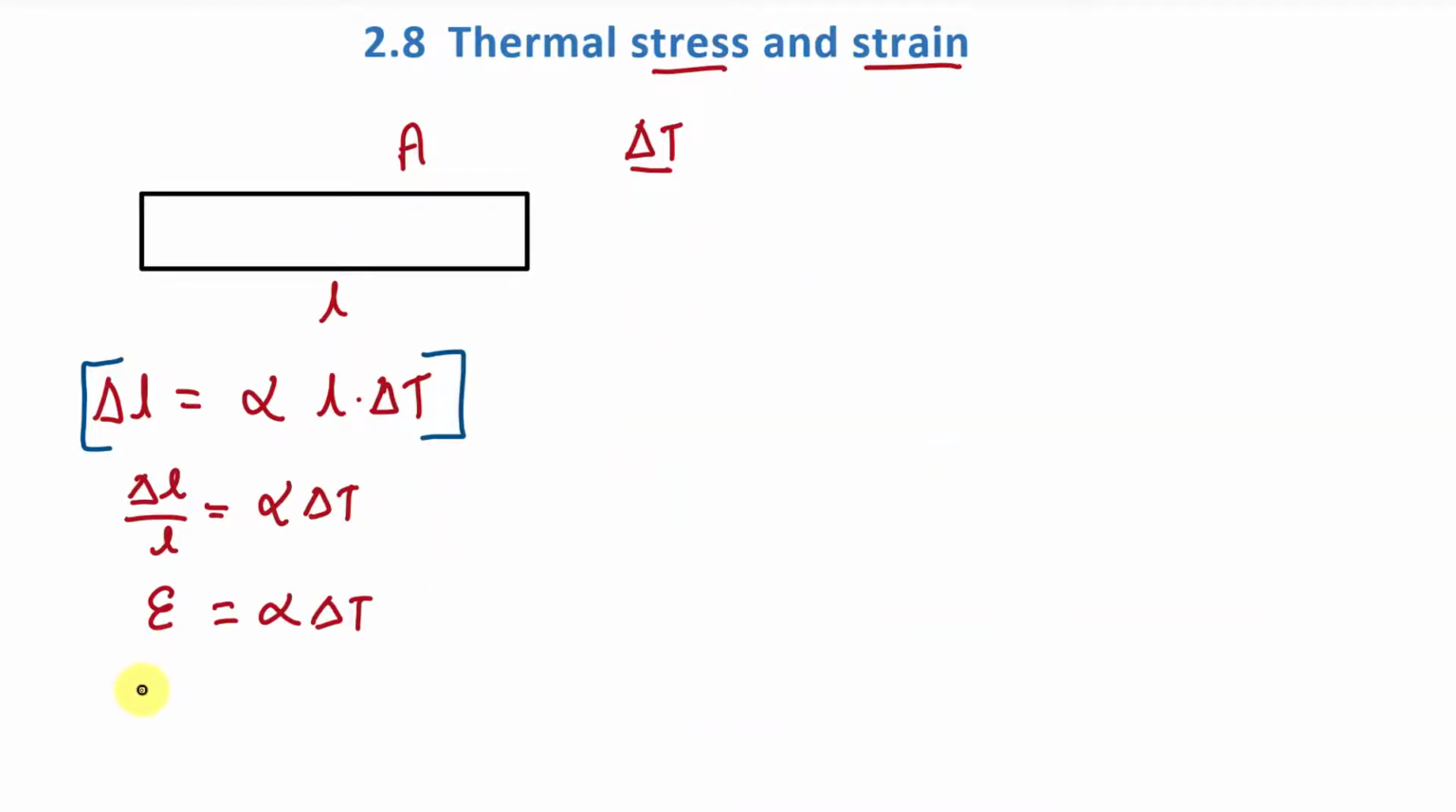Now we also know that sigma is equal to E into epsilon, right? This stress is equal to Young modulus into strain, and here we know the value of strain, that is alpha delta T. So we will put this strain here and we will get sigma is equal to E alpha delta T. So this is going to be the value of stress in this body, and that is called the thermal stress, right?